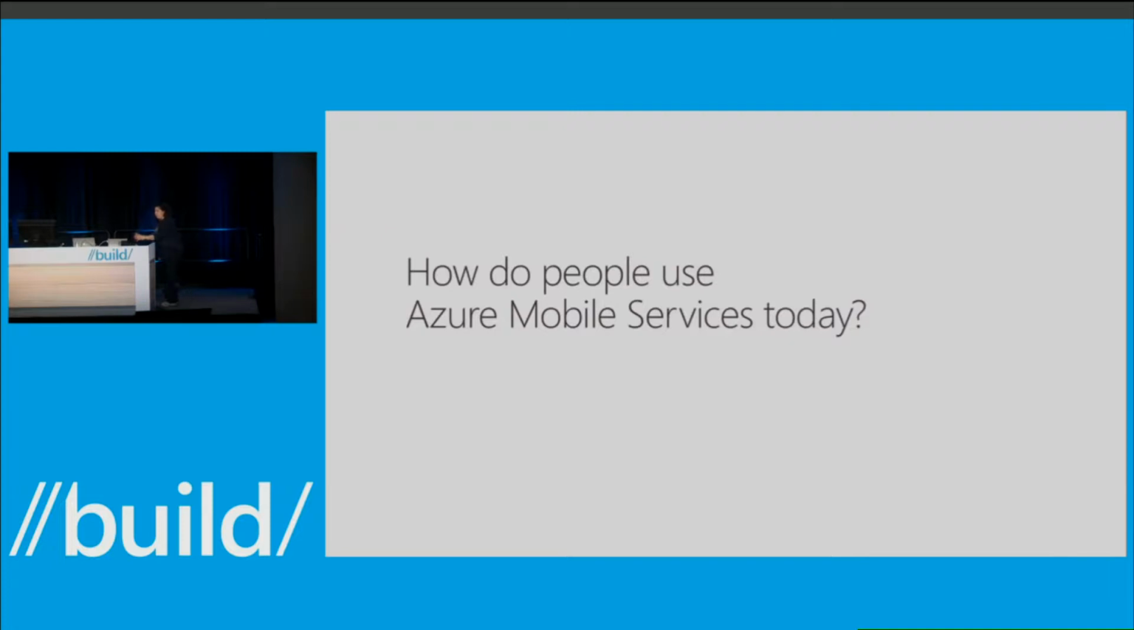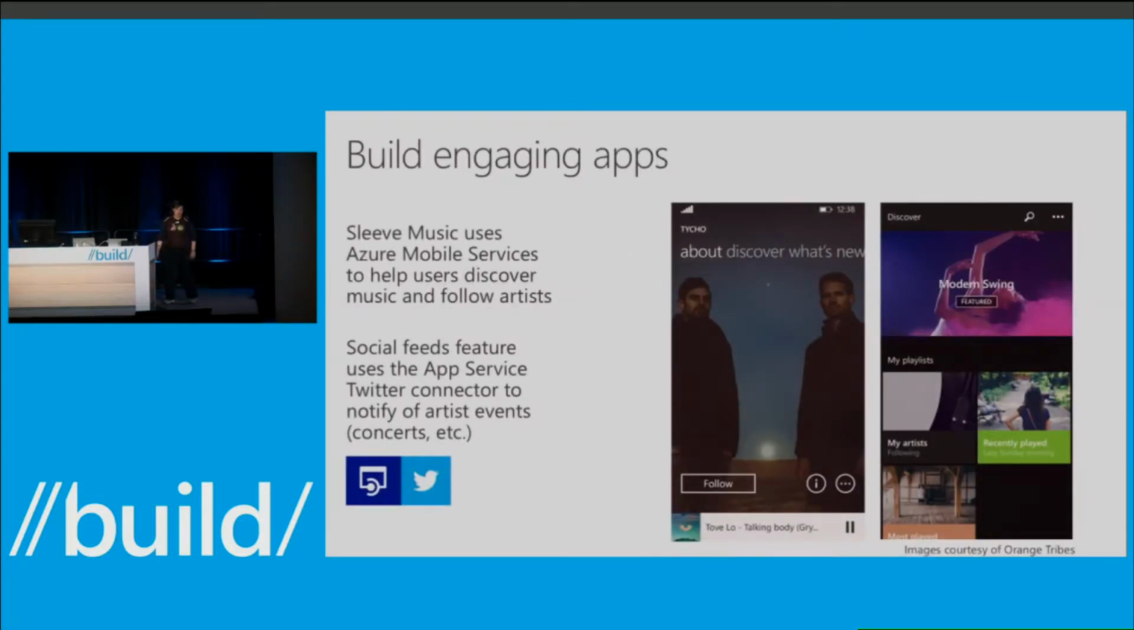So to tie this all together, let's look at some examples of how people are currently using mobile services and how they can continue to do more with them. So when it comes to consumer apps, Sleeve Music is a really awesome app. It's available on Windows Phone, so if you have a Windows Phone, try it out. It's an app for helping you discover new music that you might be interested in. And in particular, if the artists are local to you, they've just added a new social feed feature, which uses the new API apps Twitter connector in order to help to get users to subscribe to a feed or to show them a custom feed.